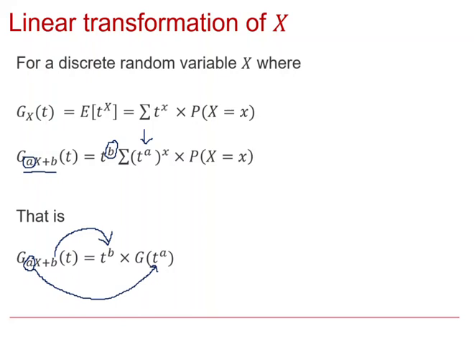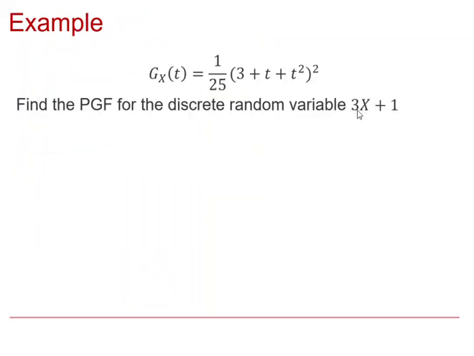So let's now look at an example. We have a generating function, and we're going to look at how to find the generating function for a linear transformation. Here we have our generating function for x. What would it be for 3x plus 1? You need to remember the result that we found, that the generating function for a linear transformation of x to ax plus b is t to the b multiplied by the original generating function, but with t to the power a as our dummy variable, not t.